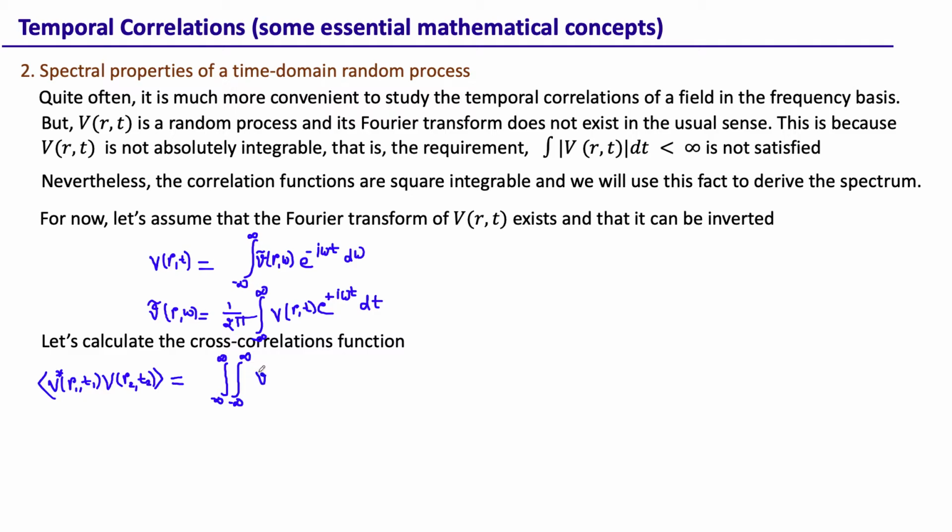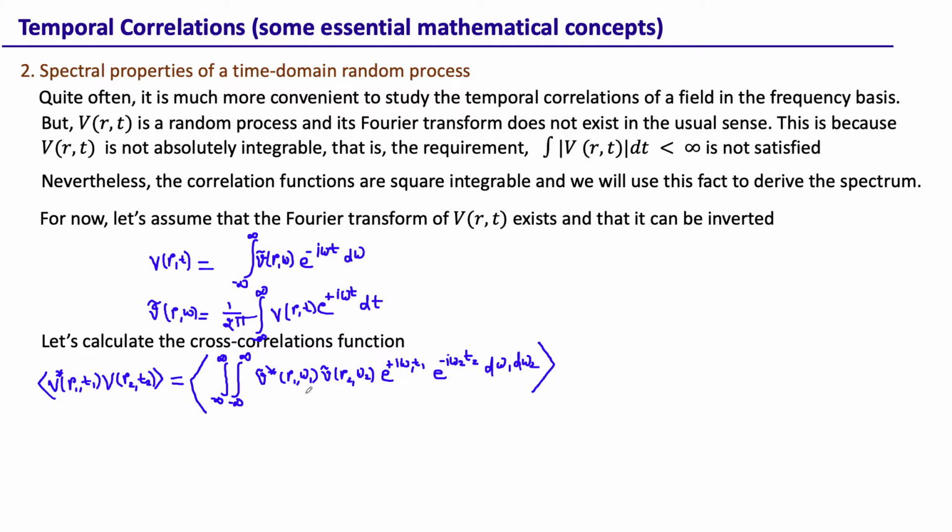and then first one is Ṽ star (r1, ω1) and then second one Ṽ(r2, ω2) and the e to the plus i ω1 t1 e to the minus i ω2 t2 dω1 dω2, and this whole thing ensemble averaged.